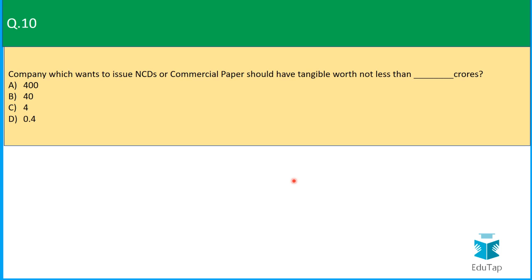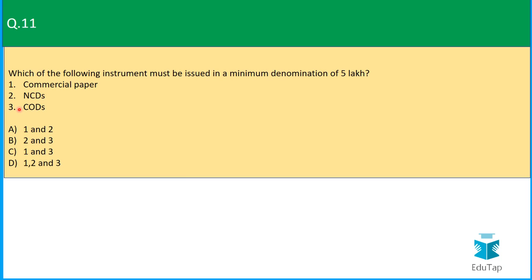Very good, guys. The correct answer is C. You are right. The companies which want to issue NCDs or commercial paper should have tangible worth not less than 4 crores. Now tell me the answer for this question.